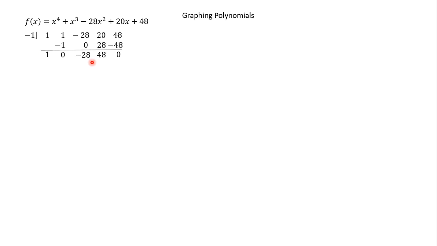And now, let's see, 28, that's almost half of 48. So if we take something close to 28 and multiply by 2, we might get 48. So let's try 2.